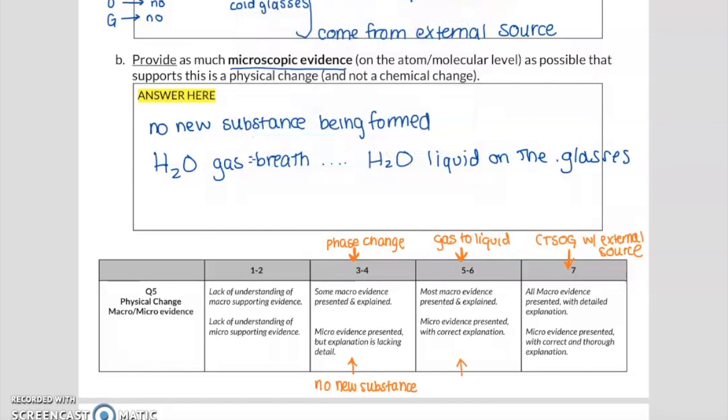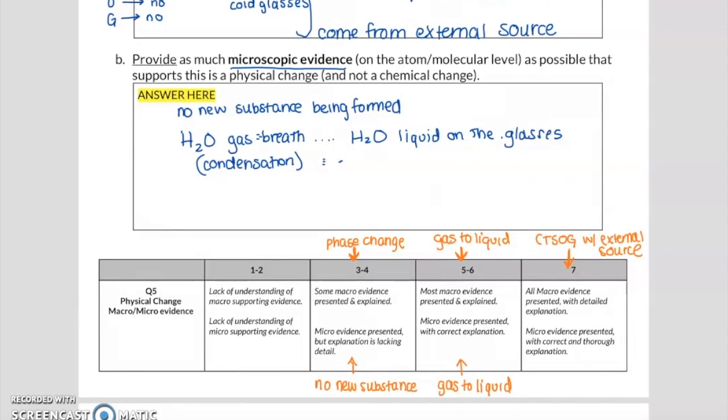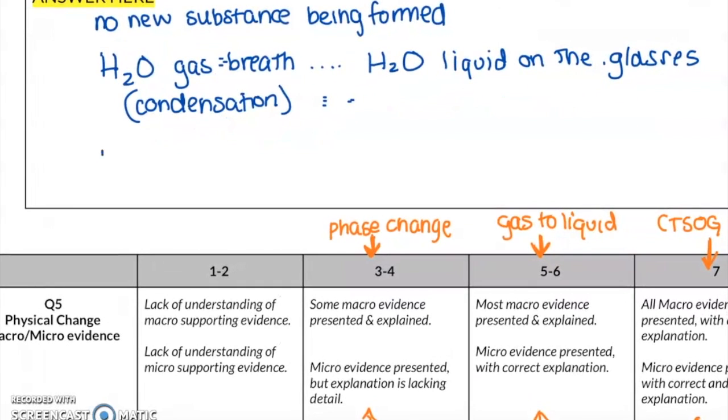So this is really describing the gas to liquid, and we would love if you would use some key vocabulary like condensation. To really finish off this answer, in order to earn a 7, you would need to dive a little deeper to discuss that there are intermolecular forces being formed.